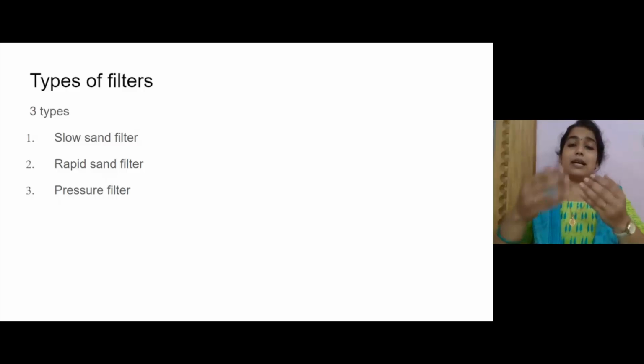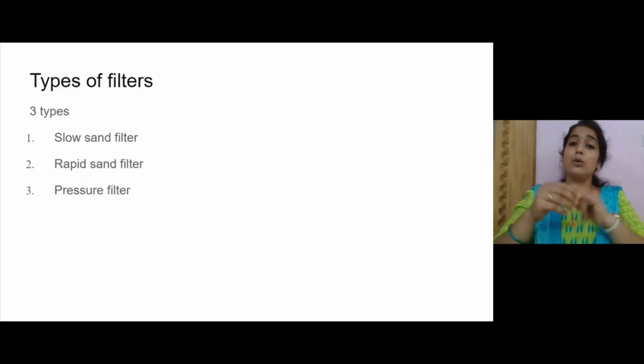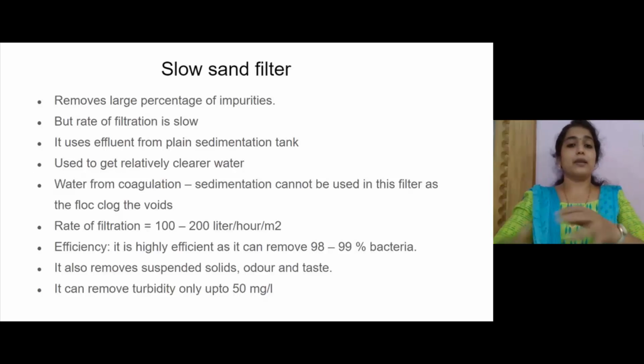Types of filters: there are three types of filters. The first one is the slow sand filter. The second one is the rapid sand filter. The third one is the pressure filter. In the next coming slides, we are discussing the slow sand filter.